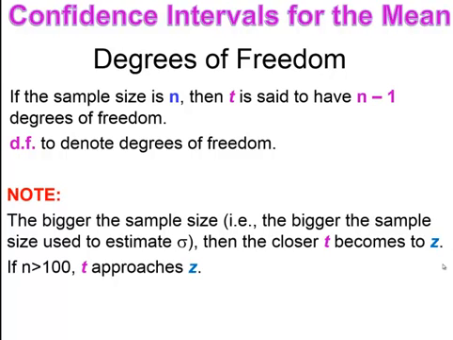So a key note here is the bigger the sample size used to estimate our population standard deviation, the closer our t-distribution becomes to z. So again, remember the t-distribution has a sample standard deviation versus the population standard deviation. So if our sample size is greater than 100, our t-distribution will approach our z-distribution.